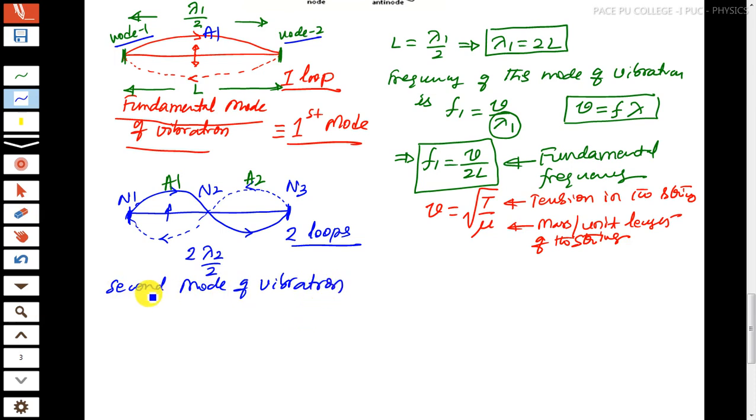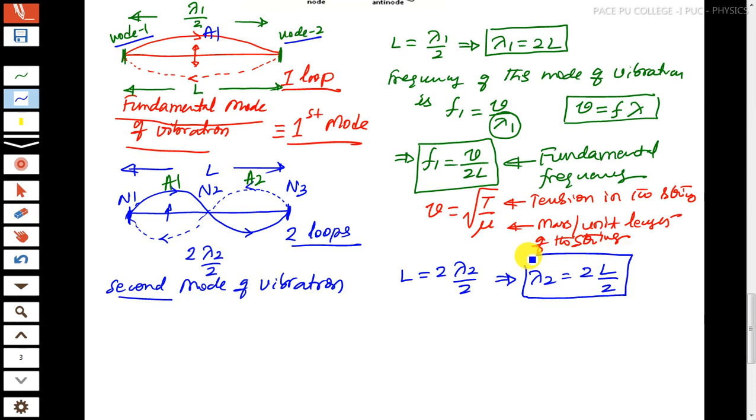In the second mode of vibration, how many loops am I getting? 2 loops. And the length of the string is still the same. I am not altering it, right? So it is still L. Then what can I write? I can write L is equal to 2 times lambda 2 divided by 2. On making cross multiplication, you will get lambda 2 is equal to 2 times L divided by 2.